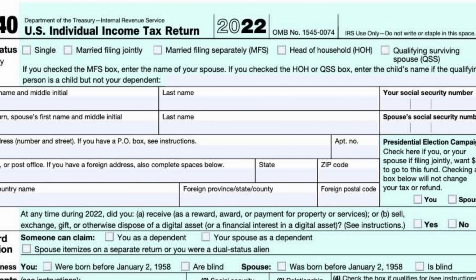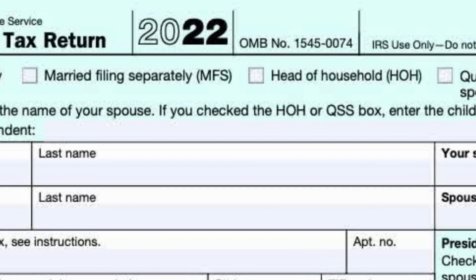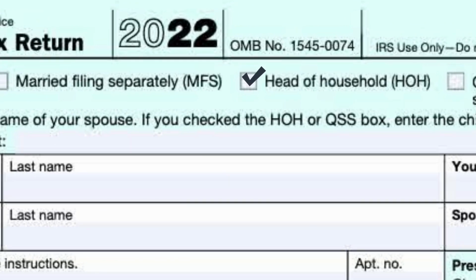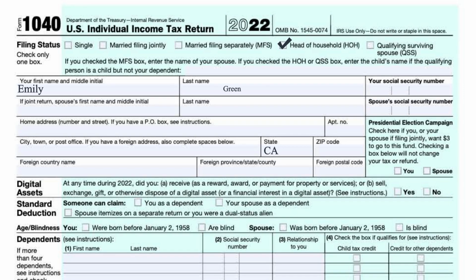If you thought that we should use the head of household, you are correct. We're going to check off that filing status and continue along. The next parts are just entering her name, putting in her first and last name, and home address.